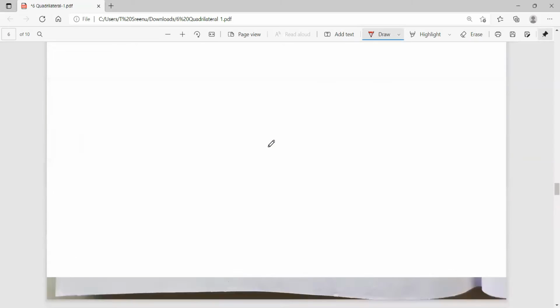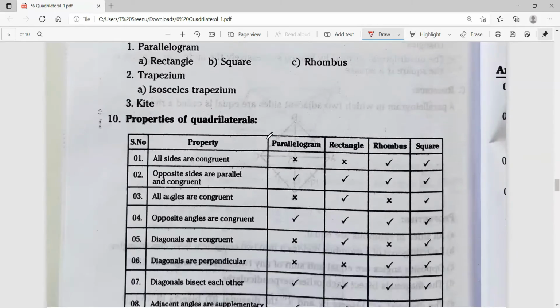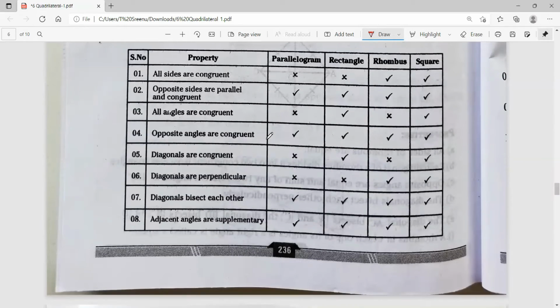Okay. Next. Here you can see some properties. Already we have seen in the last class. Once please you check it. Parallelogram, what kind of properties we have? Rectangle. What are the common properties we have? All sides are congruent, opposite sides are parallel and congruent. All angles are congruent, opposite angles are congruent, diagonals are congruent, diagonals are perpendicular. Diagonals bisect each other, adjacent angles are supplementary. Just go through it.